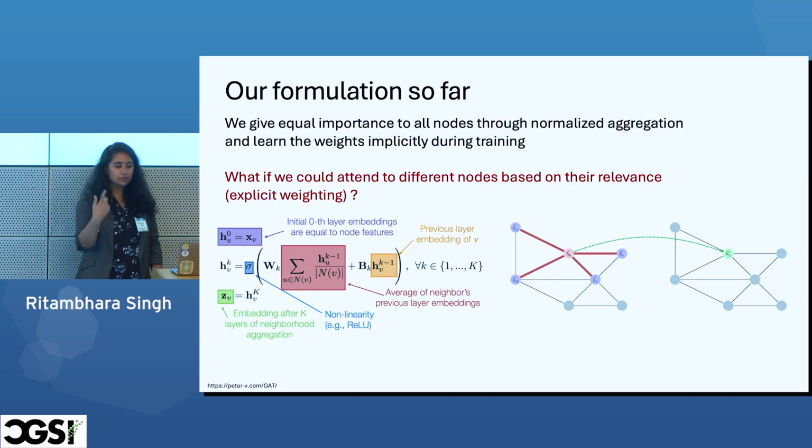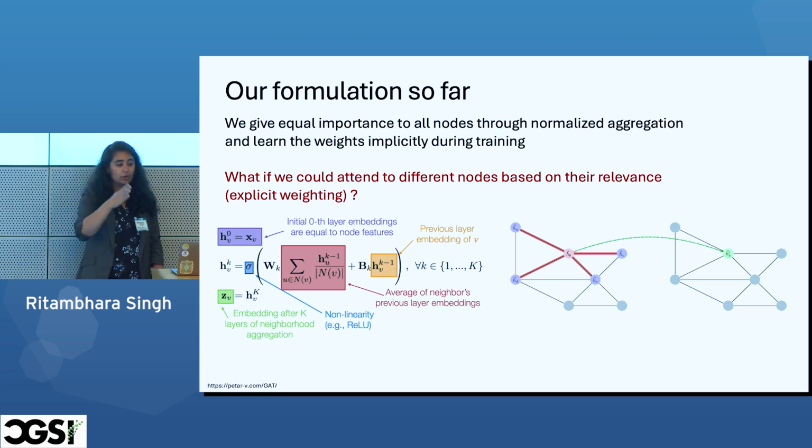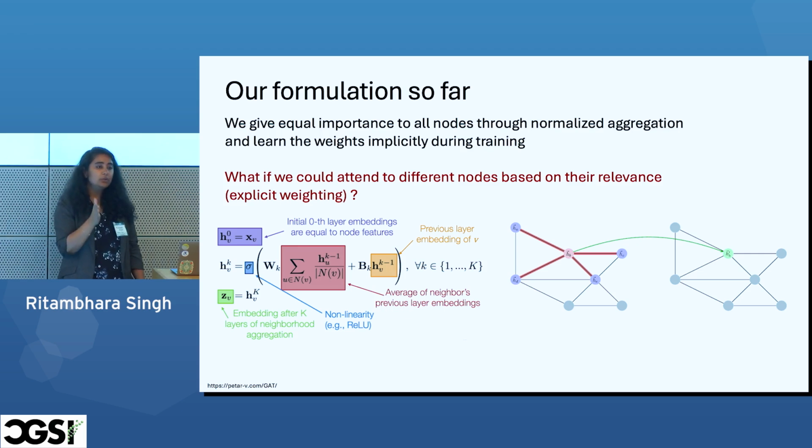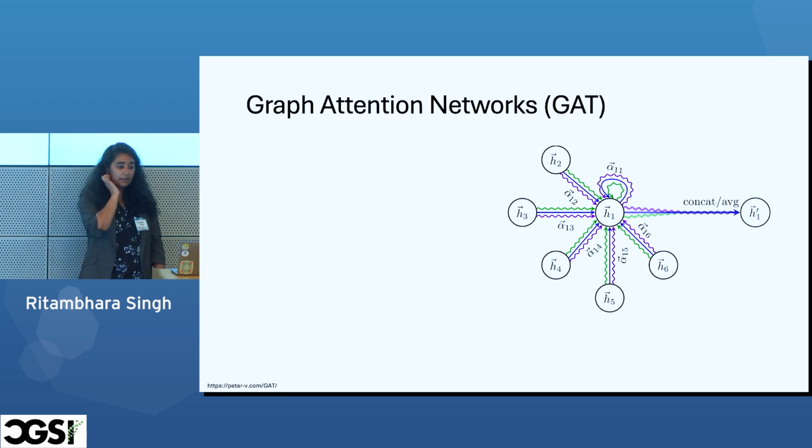But just like transformers, we could attend to different nodes based on their relevance for the prediction that we are trying to do. So in transformers, you can basically attend to words that are more important for your task over the others through explicit weighting. And so we can do the same thing for graph neural networks. So that brings me to graph attention networks.